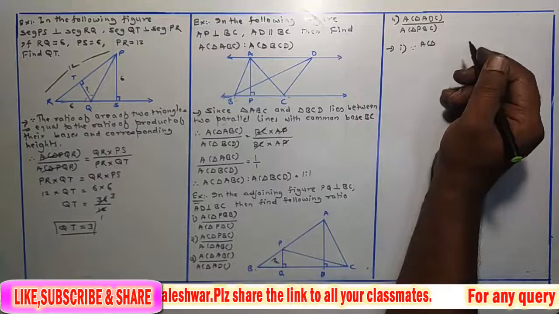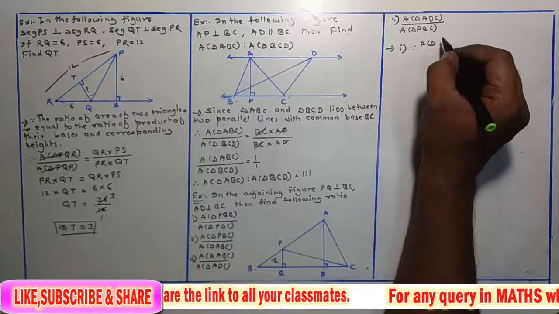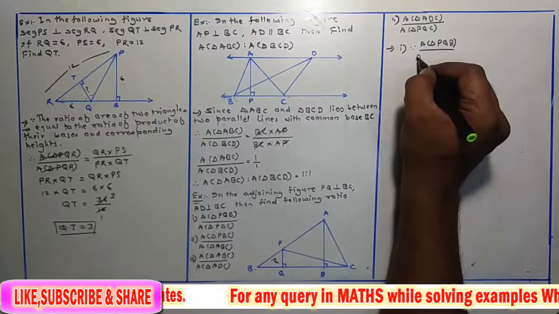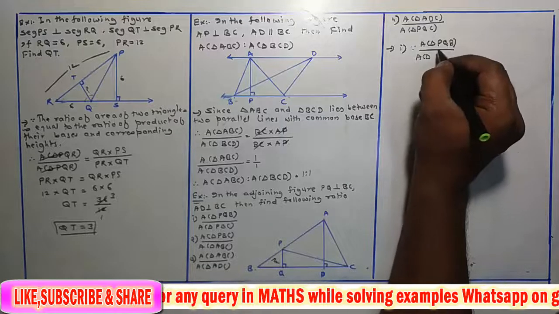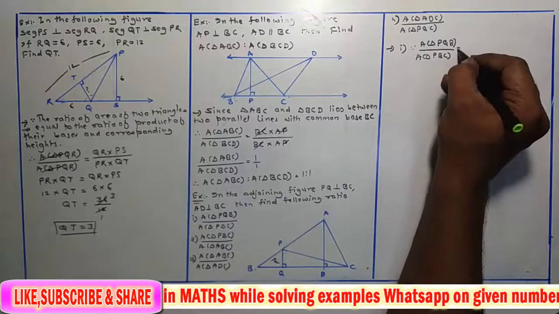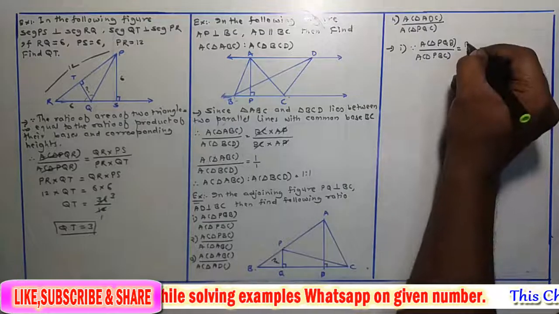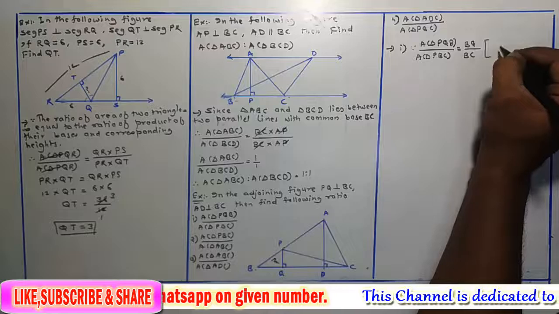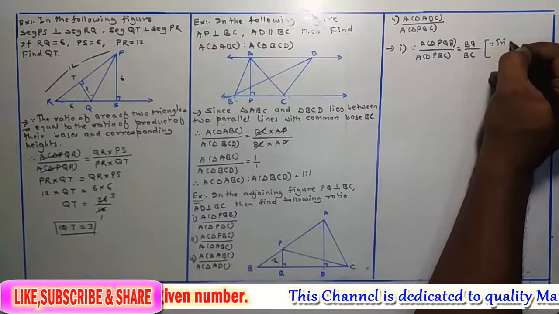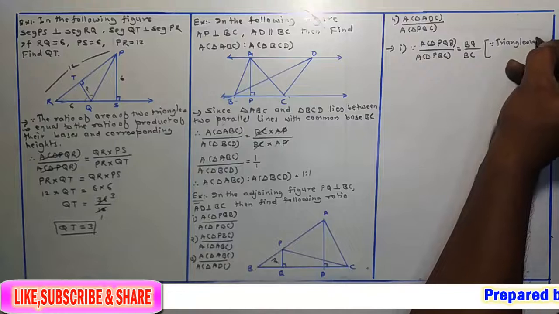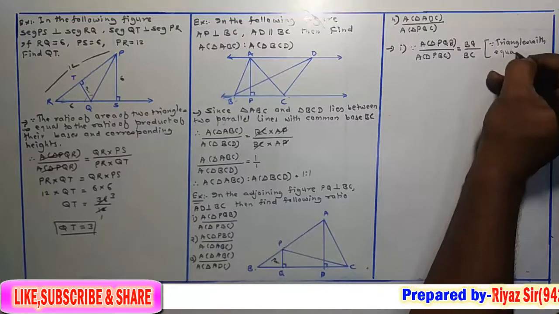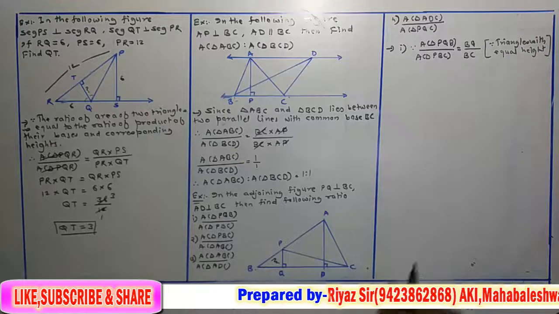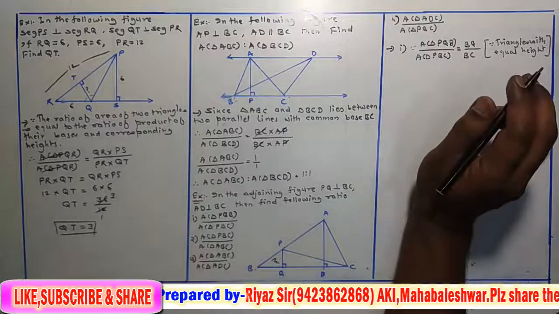Okay, you just write that property, and then you write area of triangle PQB upon area of triangle PBC is equal to, for PQB it is BQ, upon PBC, that is BC. In short, we can write it here as triangles with equal height. In short, you can write this also. Okay, so this is the first value.